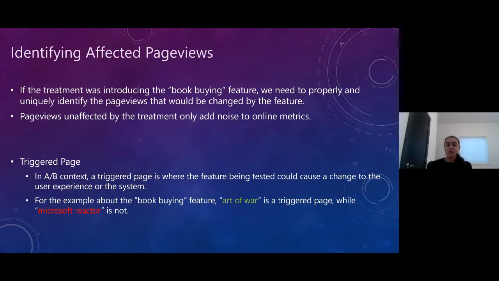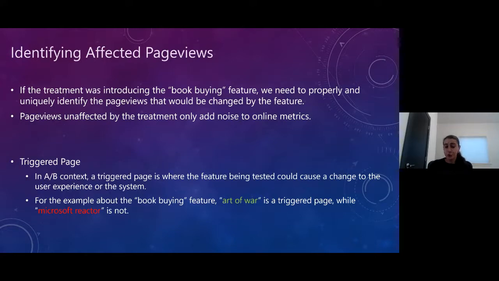A triggered page is one where the feature being tested can actually affect the user experience on the system. Sometimes the feature will not show up for all queries. In this example, the book buying feature will show up for Art of War, but will not show up for Microsoft Reactor.